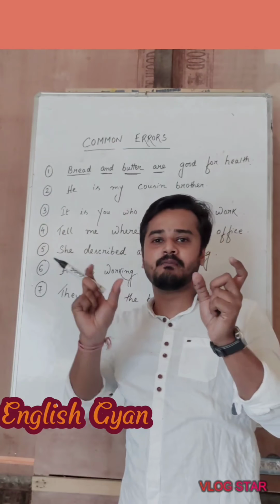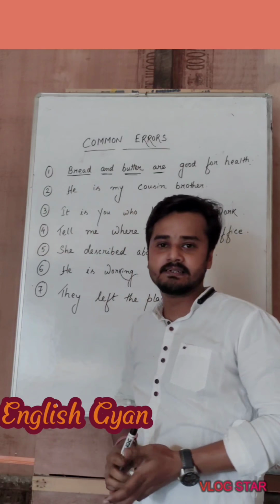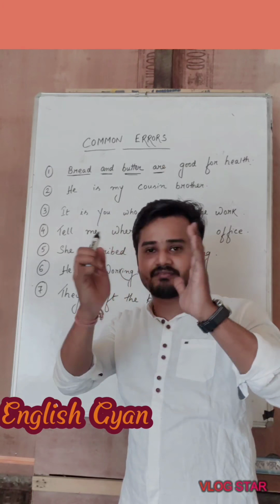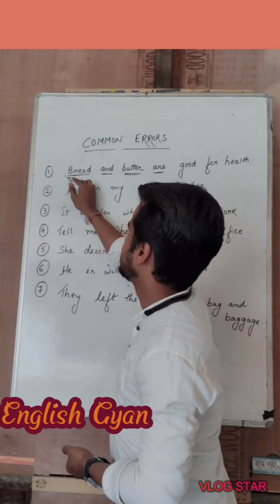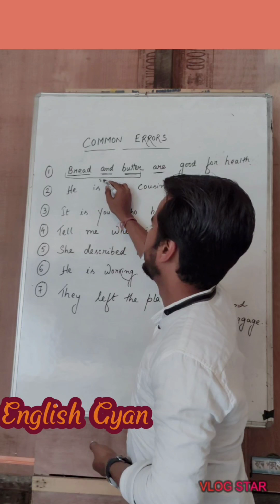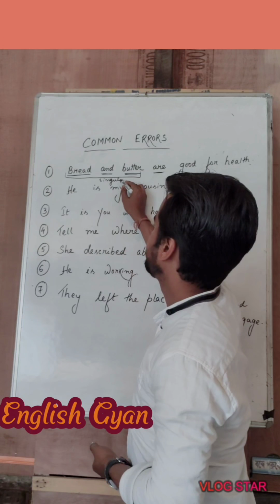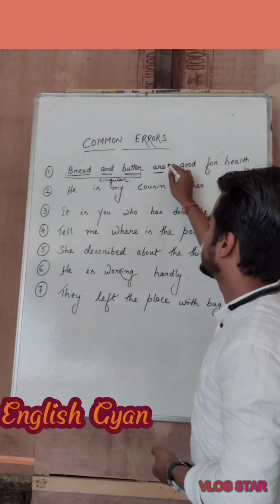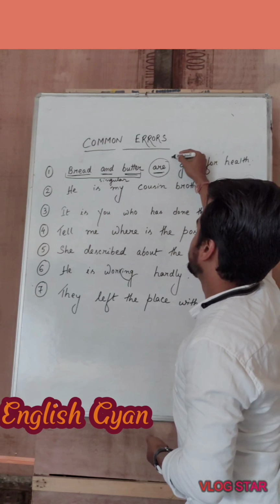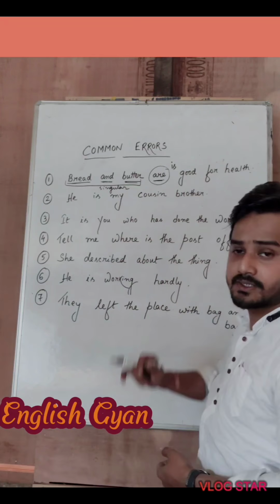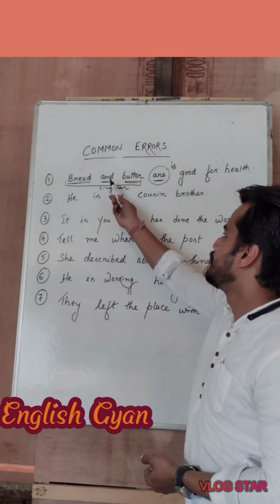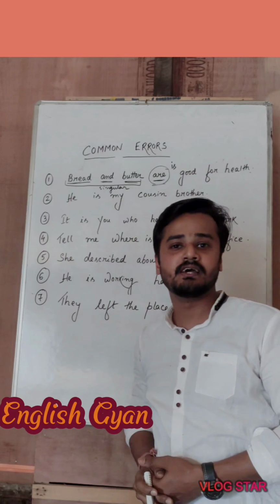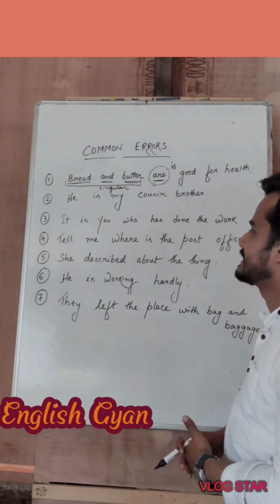So though these two things are separate, these are giving us the idea of only one thing. This is referring to a whole thing, so we shall consider these as singular. And whenever we consider it as singular, we shall not use the auxiliary verb are here, we shall use is. So the error in this sentence is: bread and butter is good for health, and not are good for health. So let's come to the second sentence.